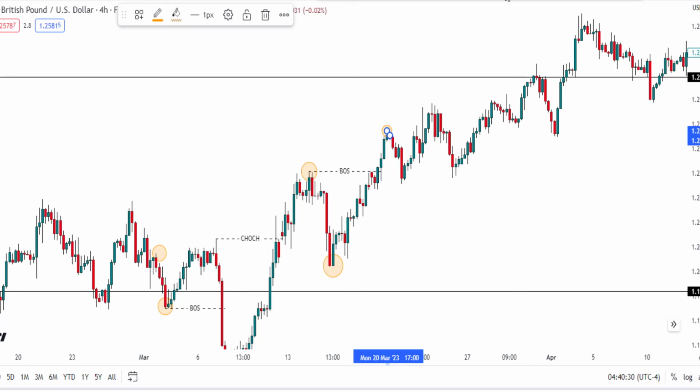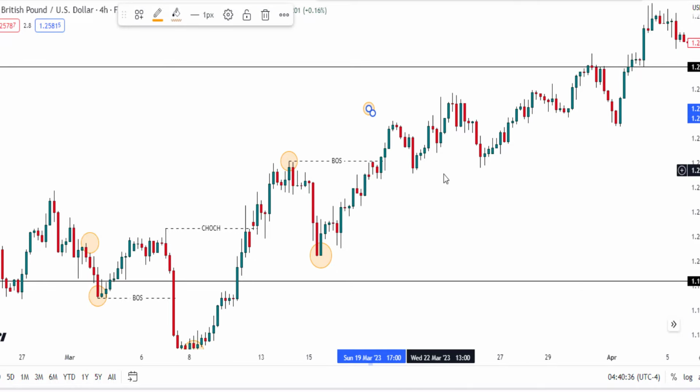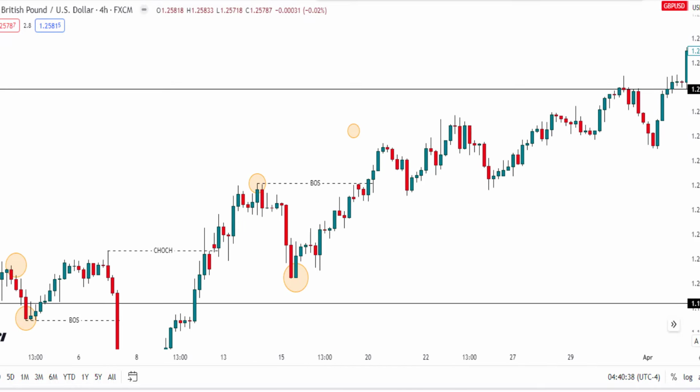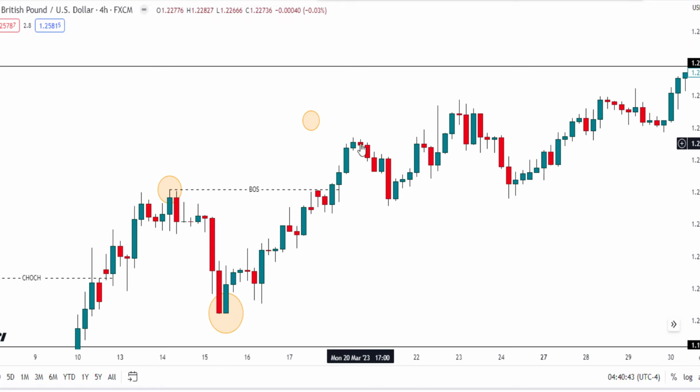Now, let me show you something very powerful that I learned from ICT. If you're watching a retracement, the retracement must have at least three candles. And then this is how to mark it out. Can you see this first one, two, three? This is what you should look out for. The candles must be taken out. Can you see the low of this candle?